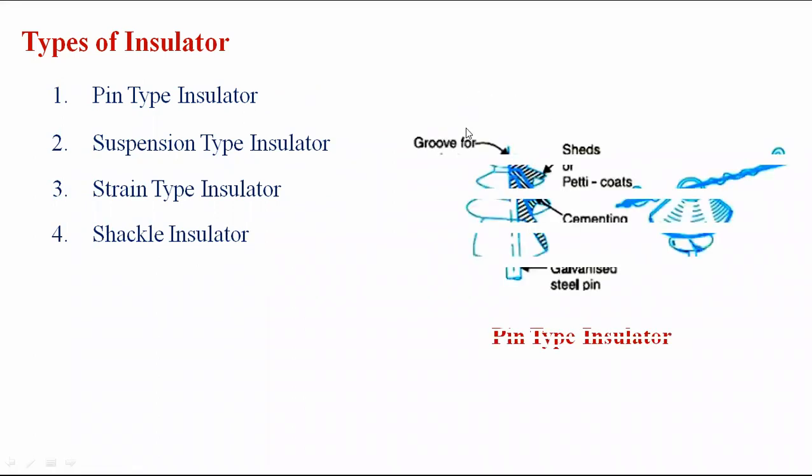That is the first one, the pin type insulator. Here in the pin type insulator, the top portion is called the groove. The upper portion is the groove, which houses the conductor. The conductor passes through this groove and is bound by a lead wire. It is laid on the conductor, and the same conductor material is twisted, which represents the lead wire.